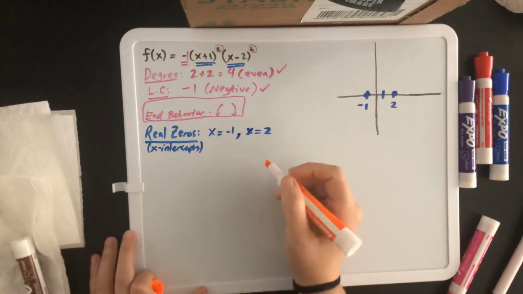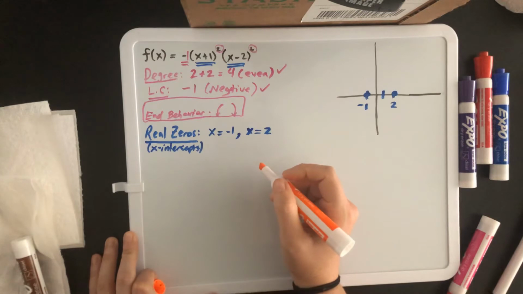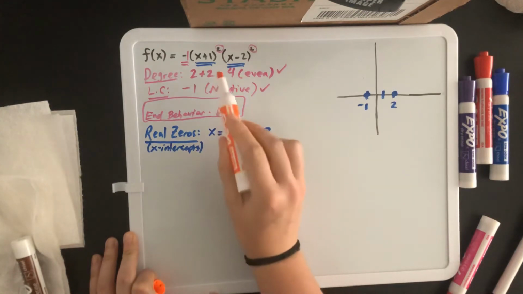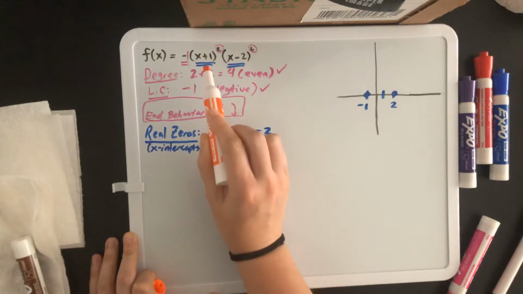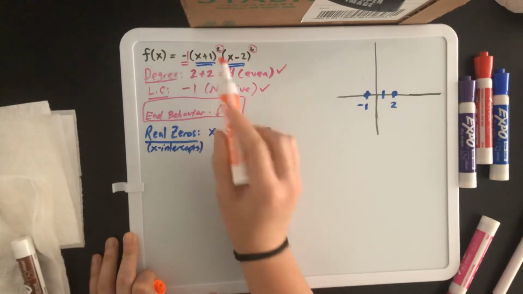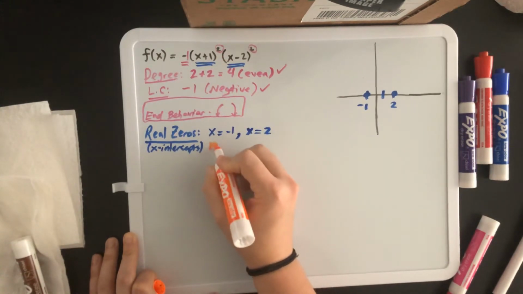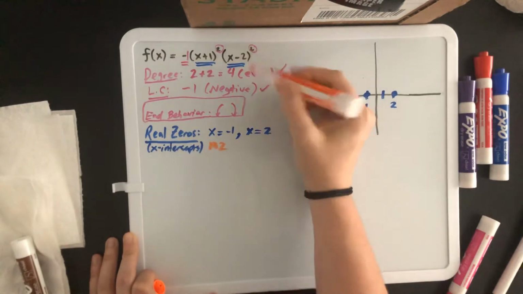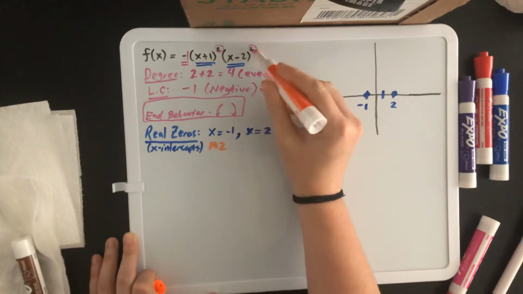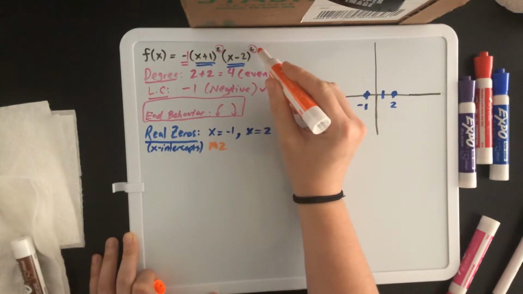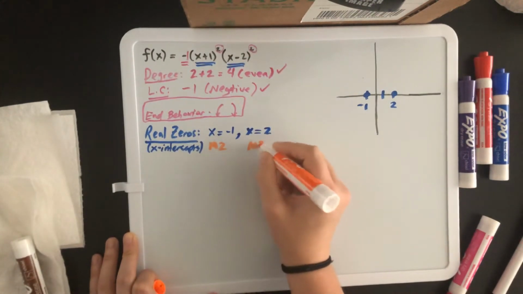What I mean by multiplicity, again, if you look in the notes and videos, you'll see that the multiplicity is the power of each factor. So this real zero, negative 1, came from the factor x plus 1, whose power was 2. So it had a multiplicity of 2. And x equals 2, this real zero came from its factor, x minus 2, whose multiplicity, the number of times it's repeated, is 2. So those are both multiplicity 2.